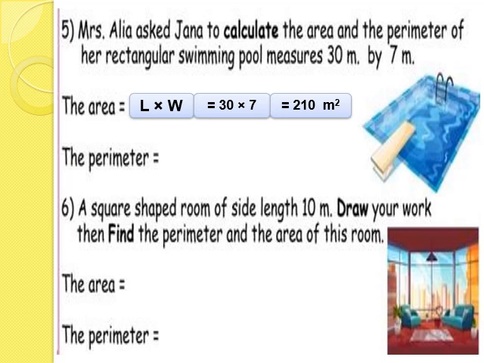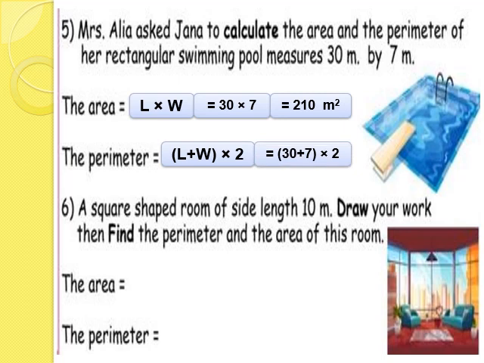Let's help Jana to calculate the perimeter. Perimeter of a rectangle, super, length plus width by 2. Length equals 30 and width 7. So 30 plus 7 multiplied by 2. 30 plus 7 is 37. I will distribute 2. 2 by 30 equals 60 and 2 by 7 equals 14. Between them, plus, distributive property. So 60 plus 14 equals 74 meters. The unit of perimeter is meter.